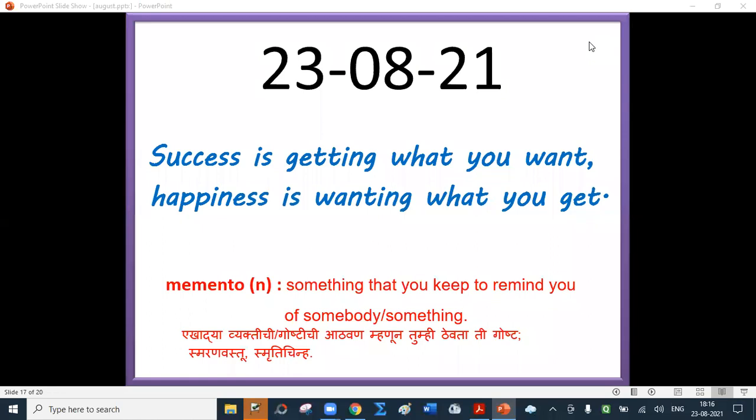Today's word is memento, something that you keep to remind you of somebody or something.